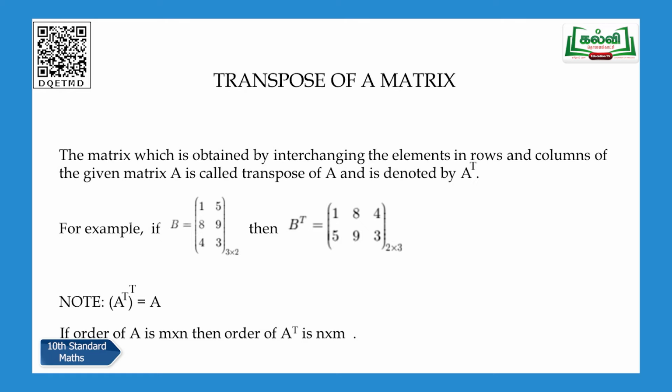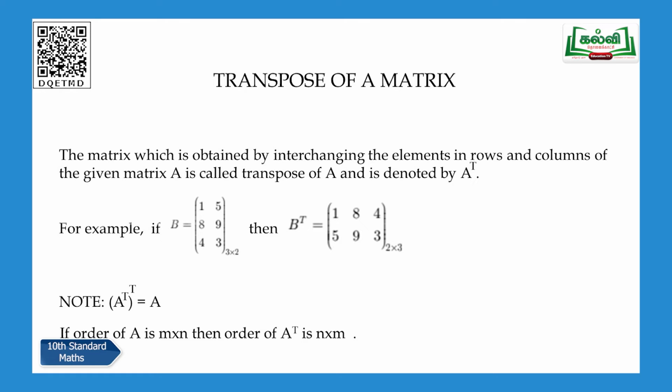Suppose for example, 1, 5, 8, 9, 4, 3. 1, 5 is the first row, 8, 9 is the second row, 4, 3 is the third row. So, three rows, and how many columns are there? 2 columns are there. So, we have the order of the matrix B as 3 by 2, and for this how will you write the transpose of it? So, we have 1, 5 as a row. Now, you change that 1, 5 row into a column. So, you write that 1 as it is, and 5 should be below that as a column.